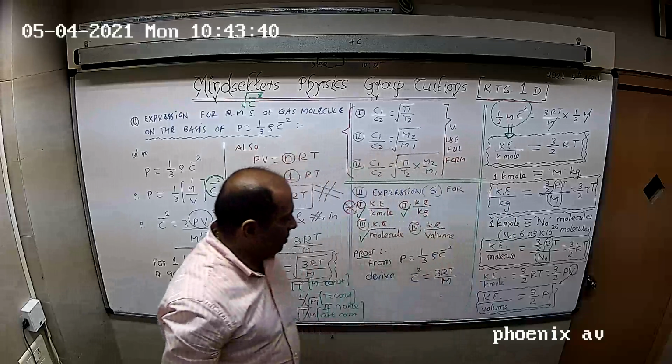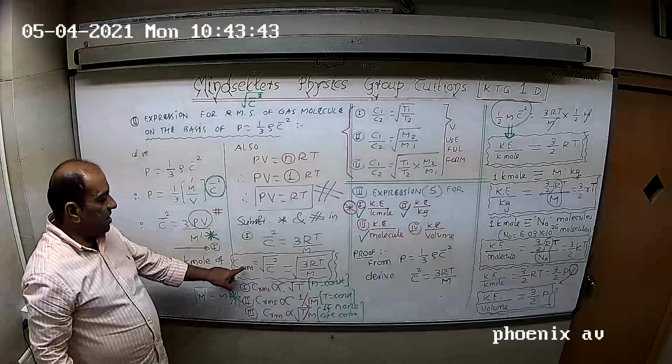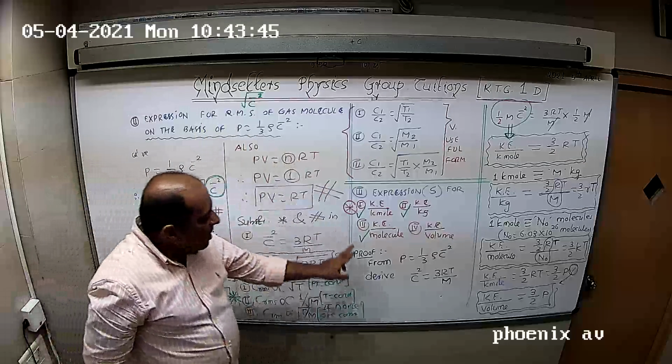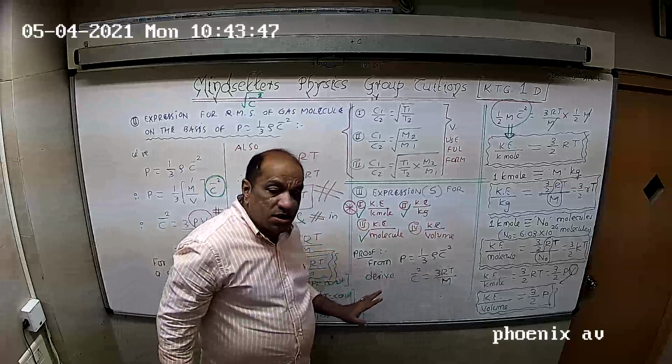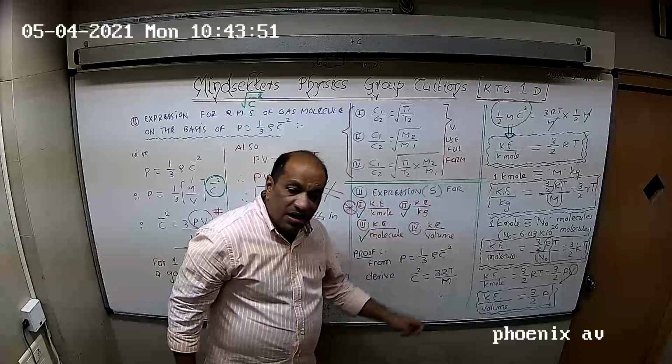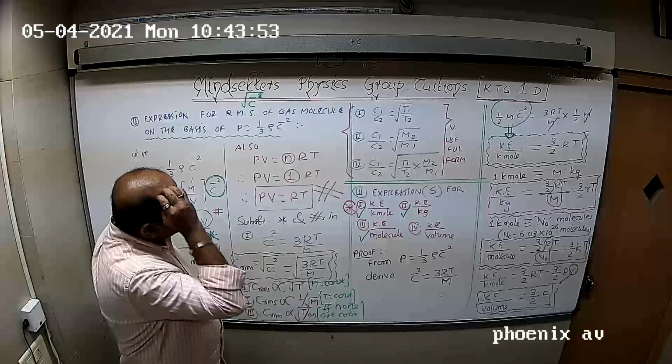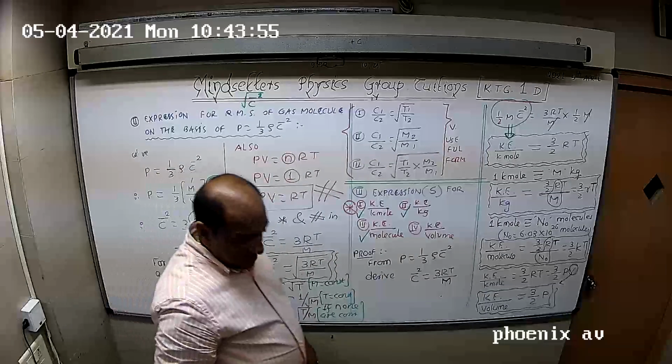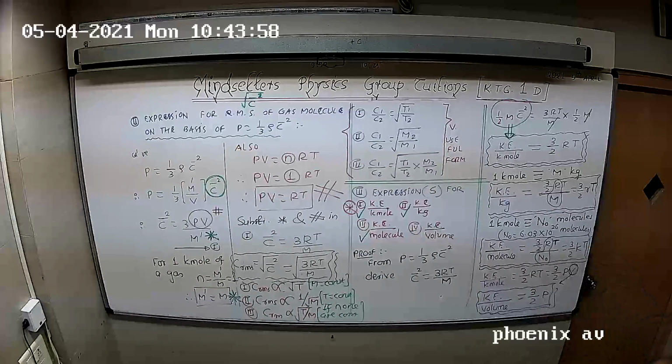See this, first the RMS velocity. And if you are not asked to derive this part, you can directly say that from P equal to 1 by 3 c square, you know that c bar square is 3 RT upon m. Yes or no?